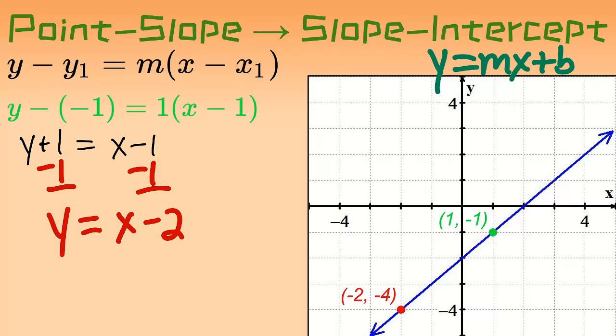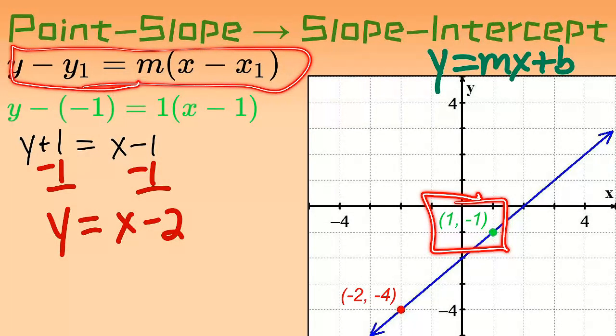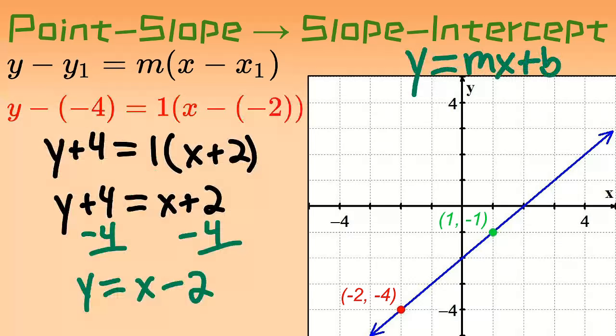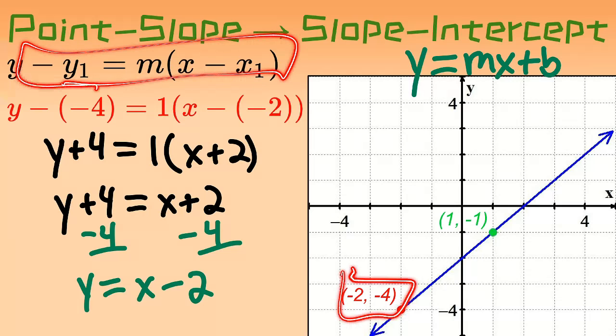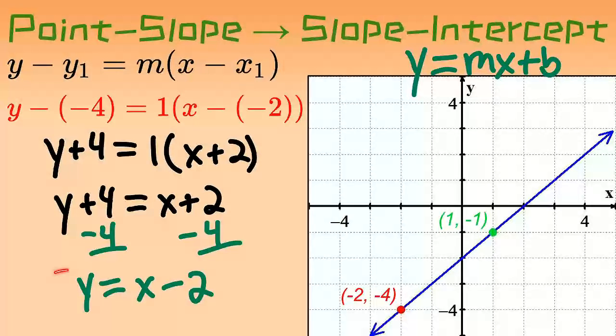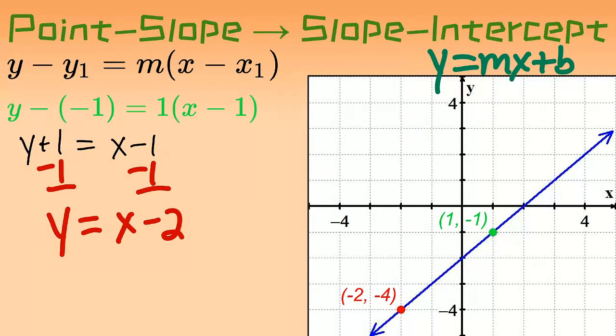So no matter if we use this point and plug it into the point-slope form, as long as we have our slope correct, or we use this point and plug it into the point-slope form, the slope-intercept form, when we find it, is the same in both of them.